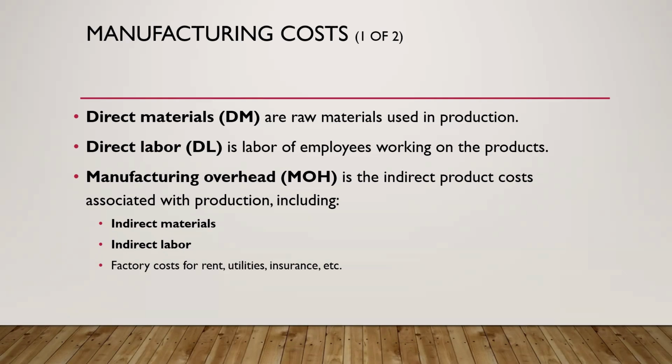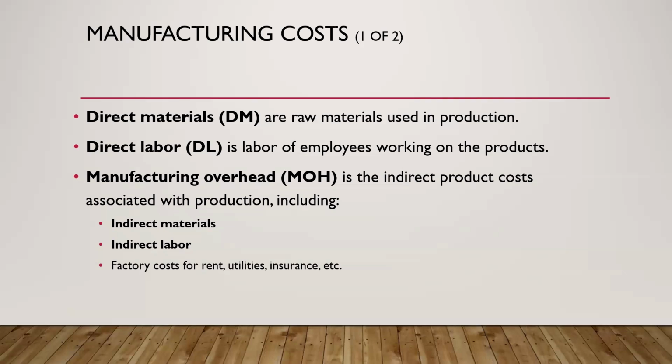Manufacturing overhead, as you see here, refers to indirect manufacturing costs that cannot be easily traced to specific products. Manufacturing overhead includes all manufacturing costs other than direct materials and direct labor. In other words, it includes all of the supporting production activities. Manufacturing overhead is also called factory overhead or indirect manufacturing costs.